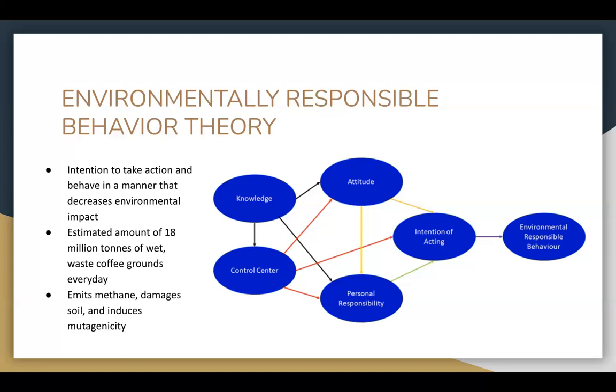Coffee grounds also contain oil, which makes the soil acidic and heavily damages the soil. There has been additional research which proves that they induce mutagenicity, which is a risk to both human and environmental health since the compound can cause DNA damage and present toxicity to aquatic organisms. This theory demonstrates that people should take action against throwing coffee grounds into landfills and use the waste for a better purpose.